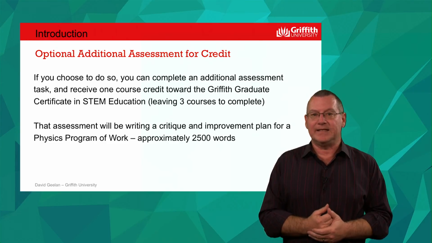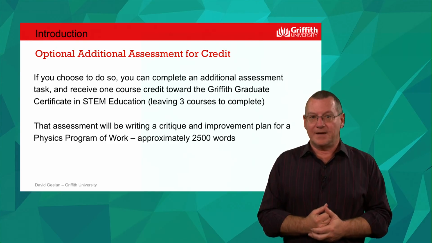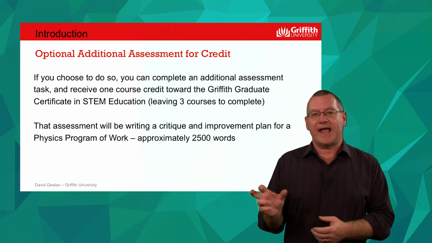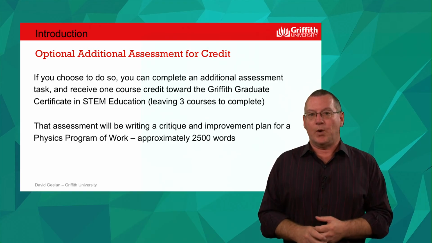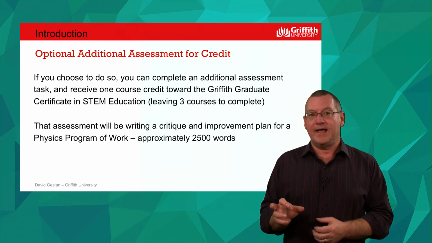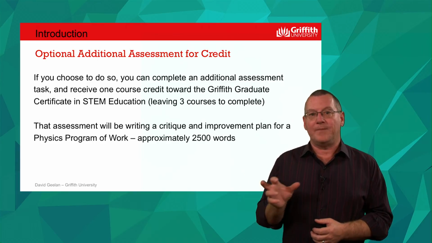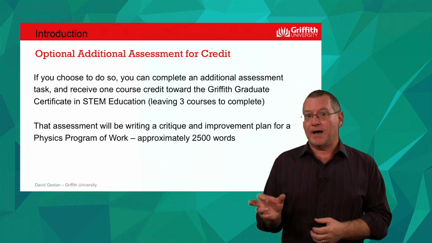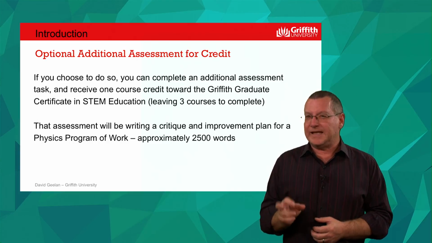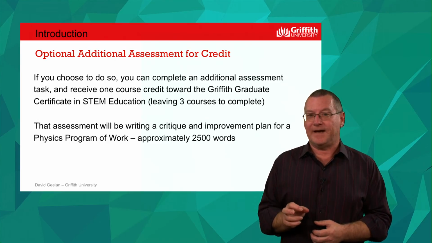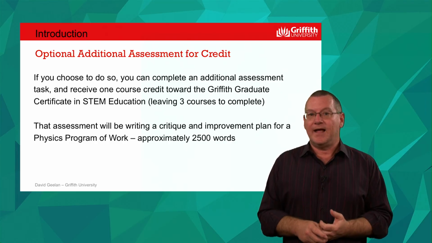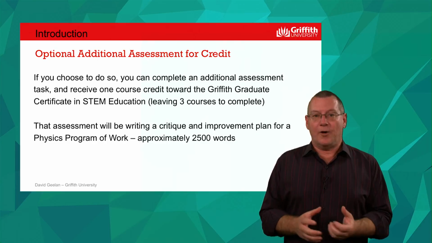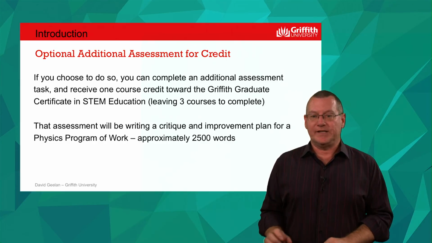They can spend the time to do that, and they'll get 1 course out of the 4 required in the Griffith Grad Cert in STEM education. So if you can pick up another 3 courses, you can do that part-time over time. Some of them will be online, and probably at least one for science people will be face-to-face, just so we can get you in a lab and having some experiences with labs. But that's an option that's there for you, and there'll be more information as we go through.